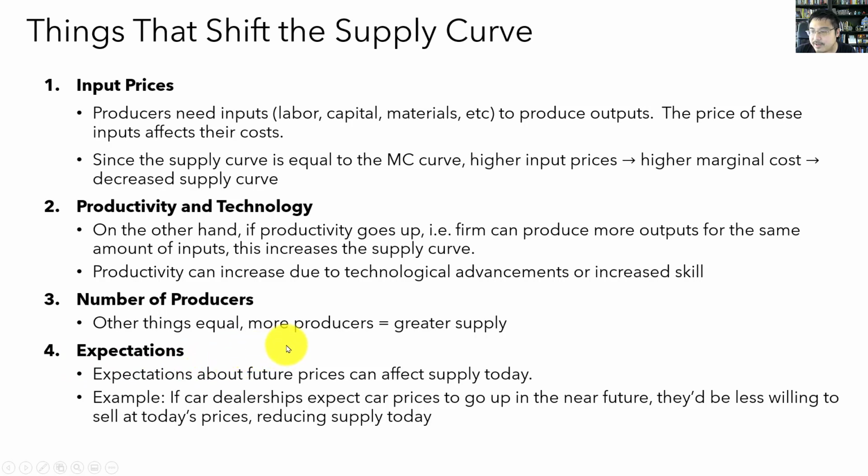And finally, the fourth thing to always remember, like I said, is expectations about the future can affect the supply curve today. And here's just a simple example. If a car dealership expects car prices to go up in the near future, then what are they going to do today? They're going to be less willing to sell at today's prices, right? They're going to be less willing to sell and more willing to keep cars in inventory in order to wait for the higher prices tomorrow. And what that does is that it reduces the amount of supply today, right? And so just another reminder, expectations about the future can affect the supply curve today.